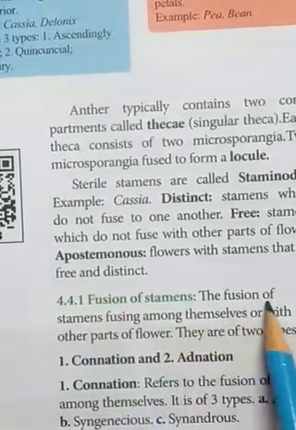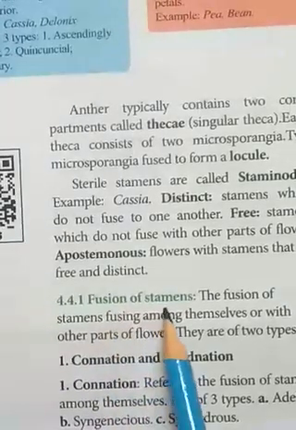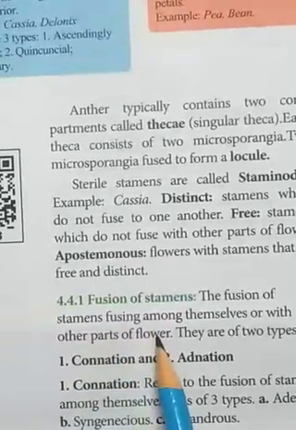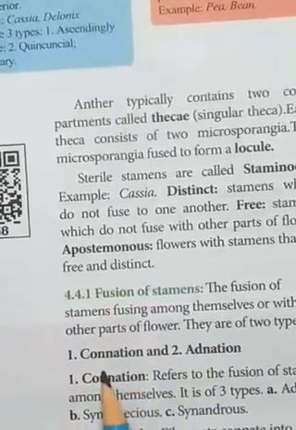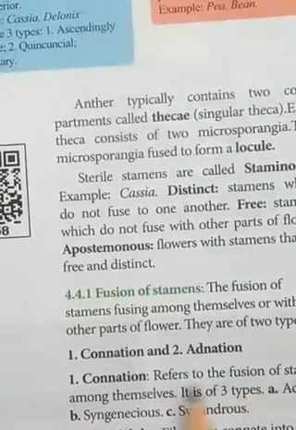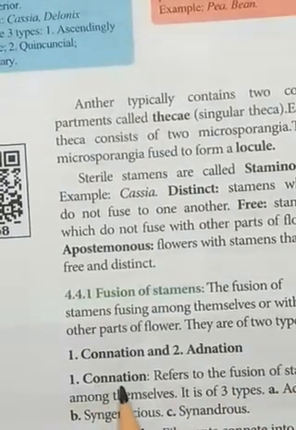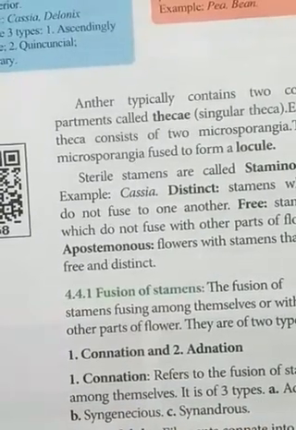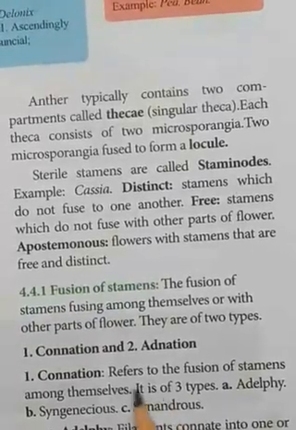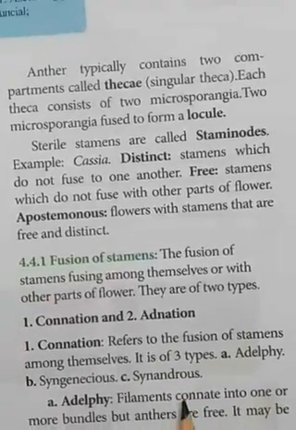Fusion of stamens: stamens may fuse among themselves or with other parts of the flower. So they are of two types: connation and adnation. Connation refers to the fusion of stamens among themselves. When the stamens fuse among themselves, it is called connation. It is of three types: Adelphy, Syngenesious and Synandrous.